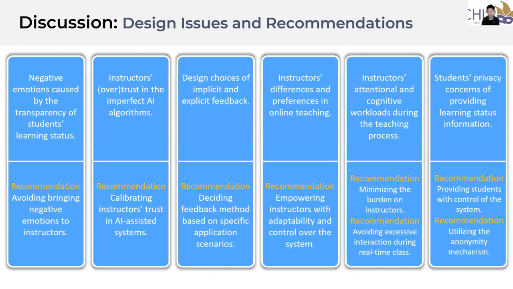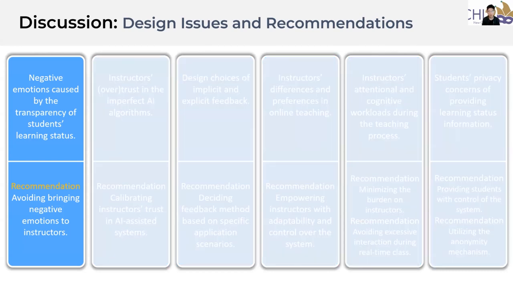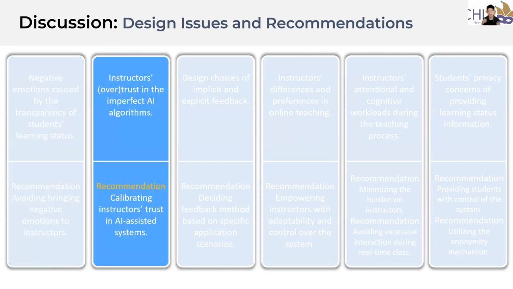Finally, we discuss the overarching design issues of Glancee and build upon our key findings to propose design recommendations for general online teaching assistance systems. For example, we look into negative emotions caused by the transparency of student learning status and the instructor's overtrust in the imperfect AI algorithm. Detailed discussion can be found in the paper.